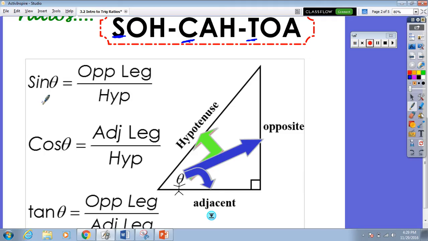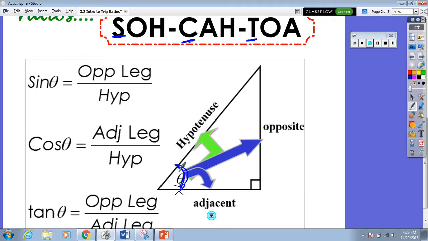What you're going to be doing today is learning how to set up your trig ratios. You're going to be dealing with a right triangle, which you see over here in the picture. Notice here that they're using the theta. That means we're representing an angle that is not given. They didn't tell me the measurement of the angle down here, so we're calling that angle theta.